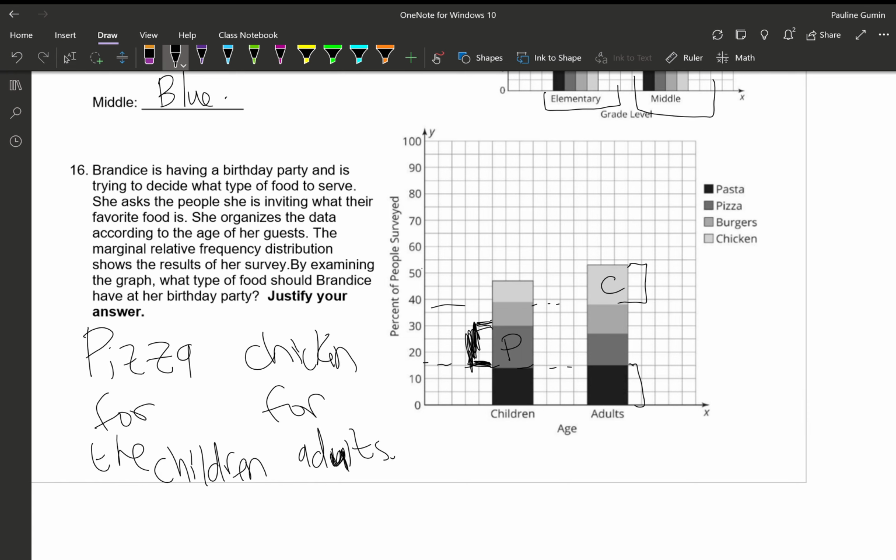I gotta say, it's very kind of Brandeis to survey the adults. Usually, I feel like they just serve what the kids like, but I would say keep the adults in mind because they bring the children and they are the ones who are actually buying the gifts. So pizza for the children, chicken for the adults would be my conclusion based on this stacked graph.